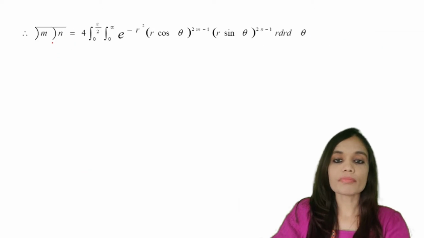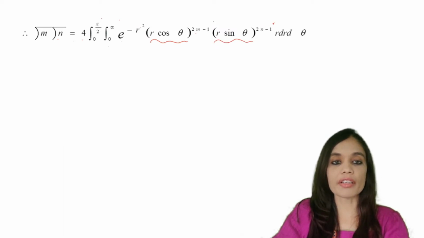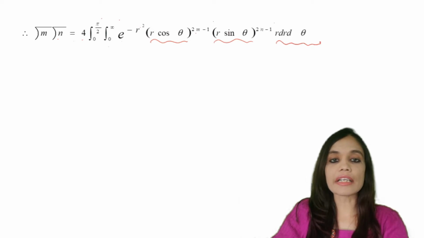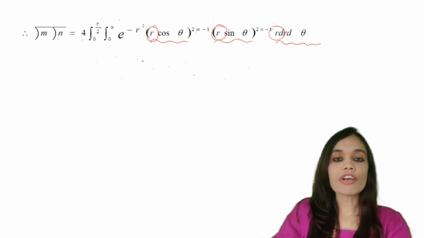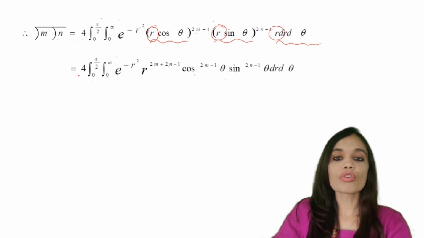So our gamma m into gamma n will become 4 times double integration from 0 to pi by 2, 0 to infinity e raised to minus r square into r cos theta raised to 2m minus 1 into r sin theta raised to 2n minus 1 r dr d theta, right? Now we'll simplify this. So what we will get?